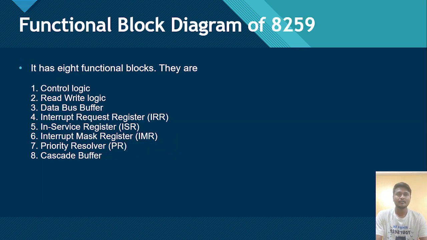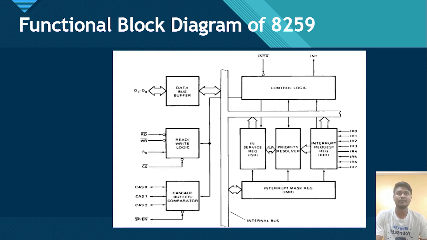Now let's have a look at the functional block diagram of 8259. It has 8 function blocks, namely control logic, read write logic, data bus buffer, interrupt request register, in-service register, interrupt mask register, priority resolver and cascade buffer. Now let's first see the functional block diagram. Here we can see the control logic, interrupt mask register and all the other 6 functional blocks as well.